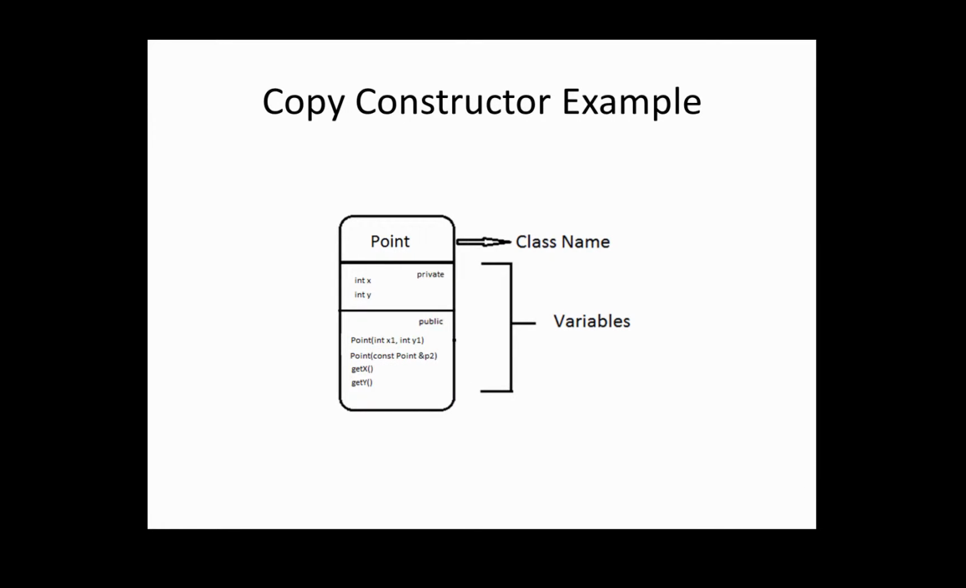So let's assume that we have a class named point, and in this class we have two variables named x and y. In this class we also have a parameterized and the copy constructors. After creating an object, we are going to create another one, and we are going to copy the first object's values into the newly created one. And also we are going to have two getter functions to see the values of x and y variables.